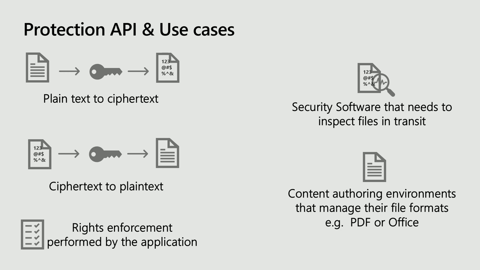We'll also see this used by file format owners. So if we look at Office or Adobe Acrobat or other applications that are authoring, they need to use the protection API because they're actually handling all that encryption and decryption on their own rather than abstracting it to the file API. And I'll show you that here in a sample in a few minutes.